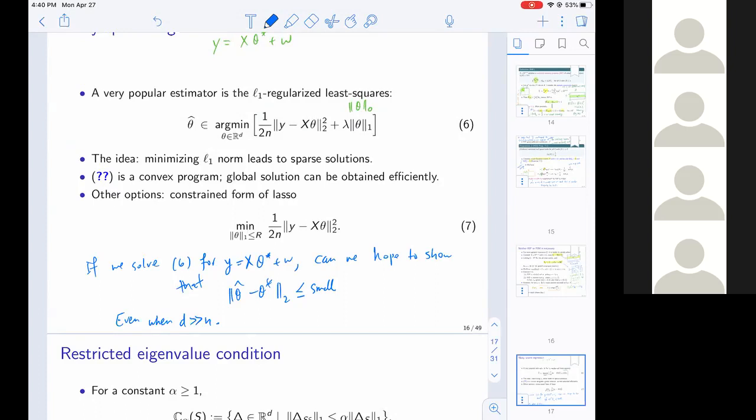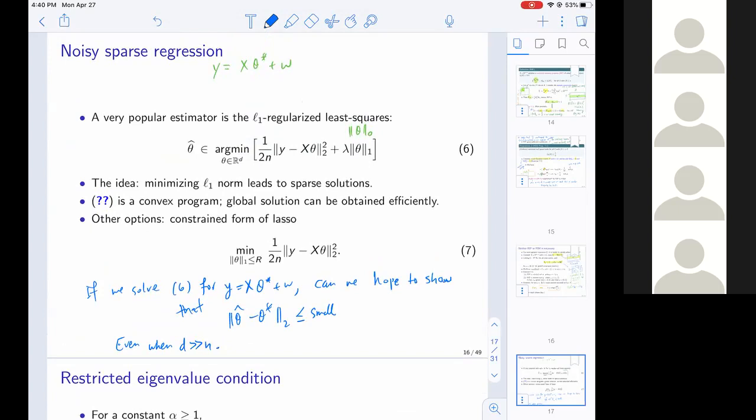I have one question. Okay, go ahead. So is the philosophy the same here? Our ideal goal is to minimize 1 over 2n of y minus x theta squared plus the L0 norm of theta. But since you can't do it, you are relaxing it. Yes, that's what I mentioned. Not just the L0, but lambda times L0. So lambda times L0, yes.